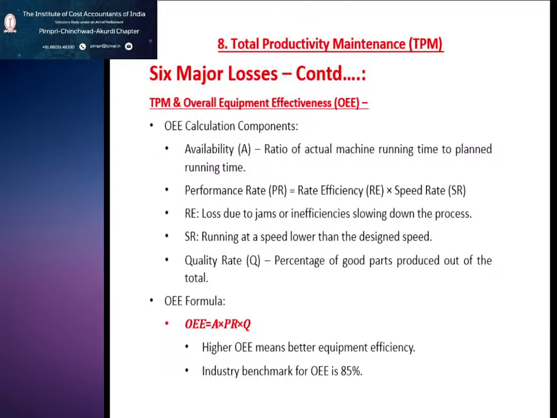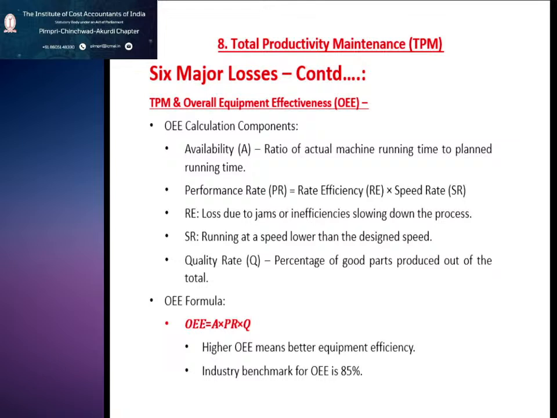Continuing with the OEE calculation. OEE calculation components include availability, that is the ratio of actual machine running time to planned running time. So this could be the metric for ensuring how efficiently the machinery is available. Then comes the performance rate, in short called PR. PR is equal to rate efficiency, that is RE, times speed rate, SR, of a machine. RE is the loss due to jams or inefficiencies slowing down the process. SR means running at a speed lower than the designed speed, and QR, that is quality rate, is equal to the percentage of good parts produced out of the total.